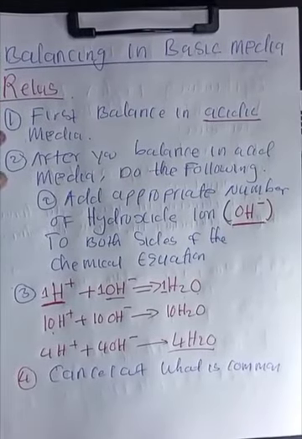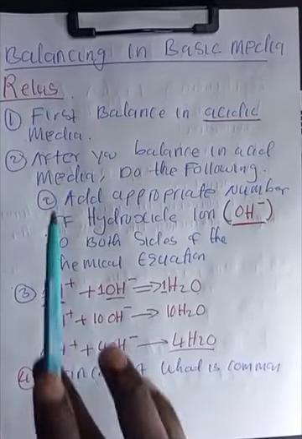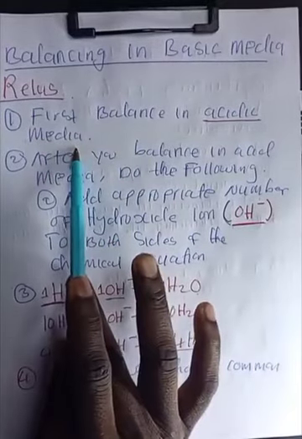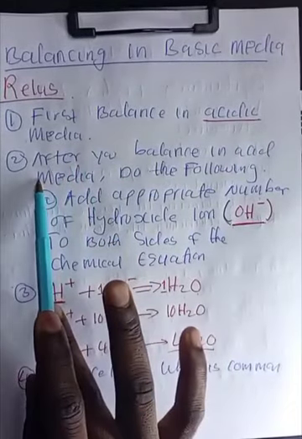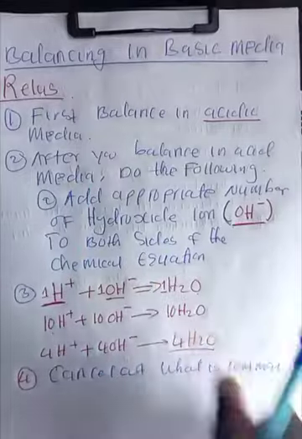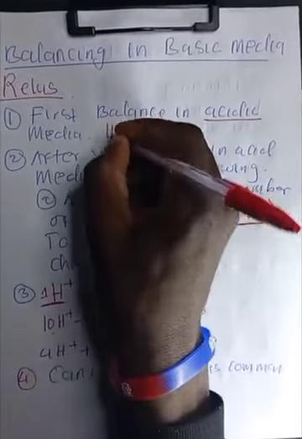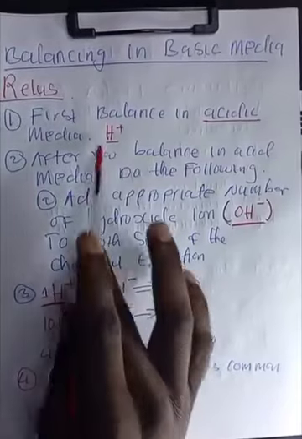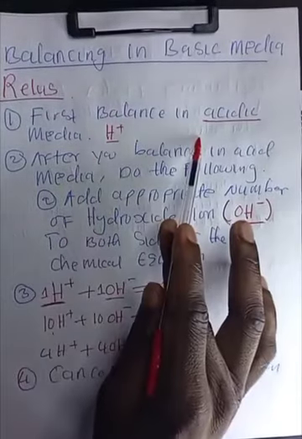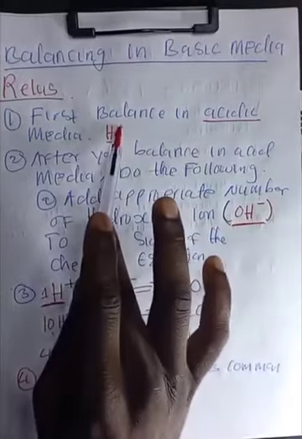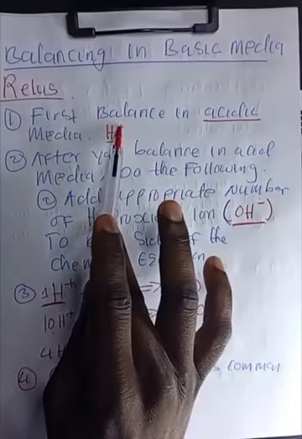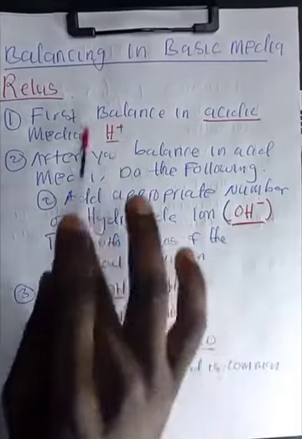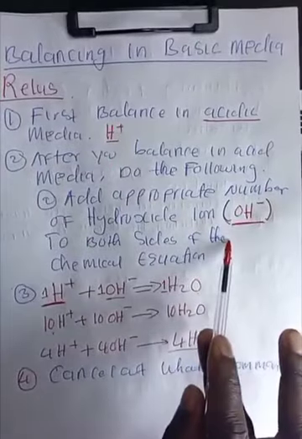So let's recap the steps again. Step 1, first you have to balance in acidic media completely. After that, we focus on the number of hydrogen ions present in the balanced equation in acidic medium. Then when you notice how many there are, we add the appropriate number of hydroxide ions depending on how many hydrogen ions are present.